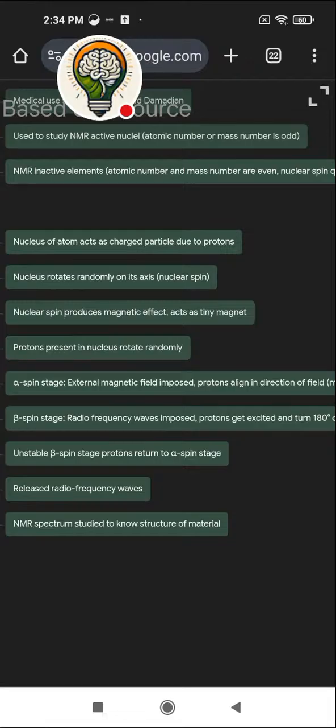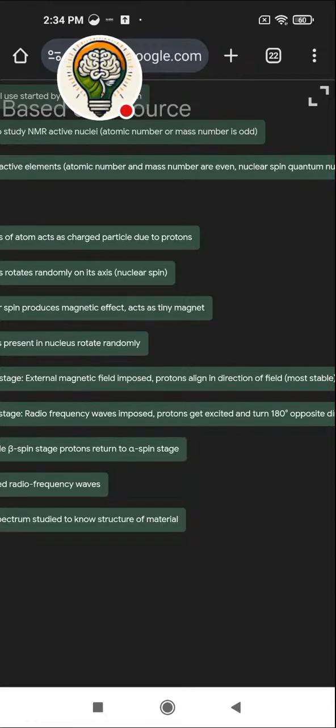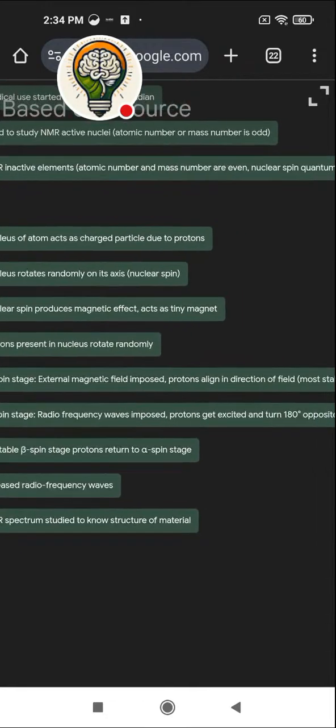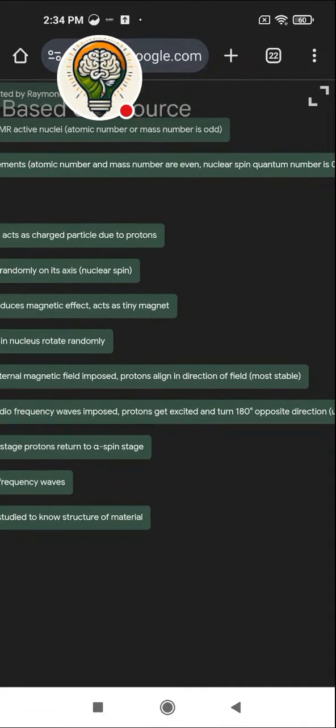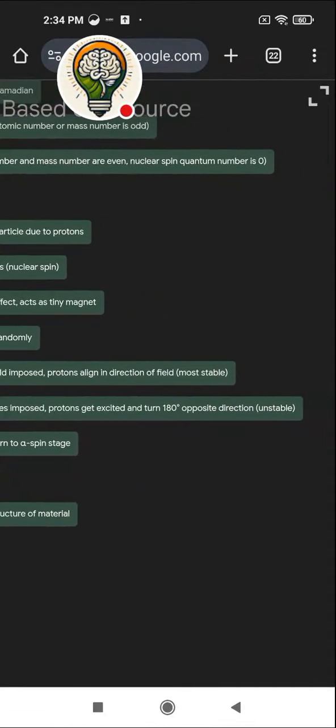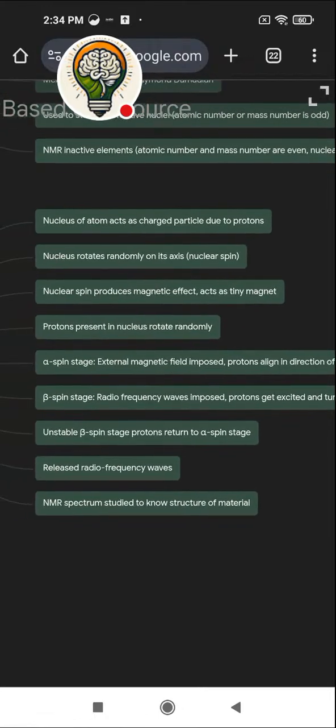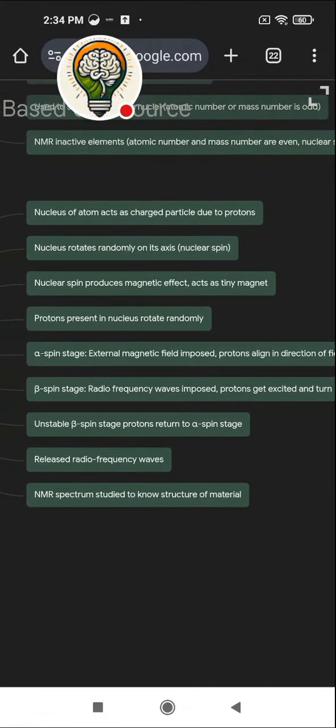In the alpha spin state, when an external magnetic field is imposed, protons align in the direction of the field, which is most stable. In the beta spin state, when radio frequency waves are imposed, protons get excited and turn 180 degrees to the opposite direction, which is unstable. The unstable beta spin protons return to the alpha spin state and release radio frequency waves, and the NMR spectrum is studied to know the structure of the material.